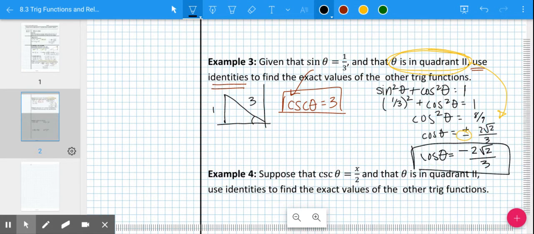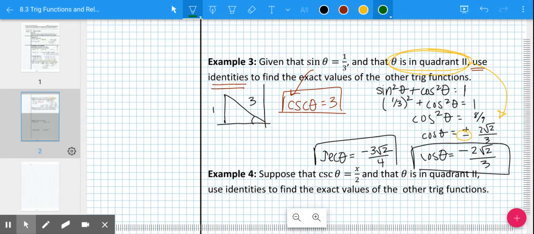Once you have cosine, then you can find secant by reciprocating that. I'm going to skip the work here and give you the answer. Please pause this video if you need to make sure you can work it out on your own and rationalize and get to this solution. I'd like to do one more identity. I now have sine and cosine, secant and cosecant. The last ones are going to be tangent and cotangent.